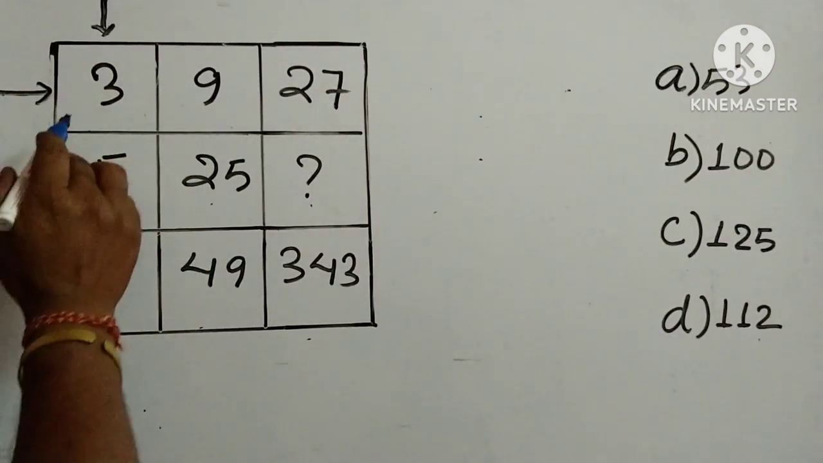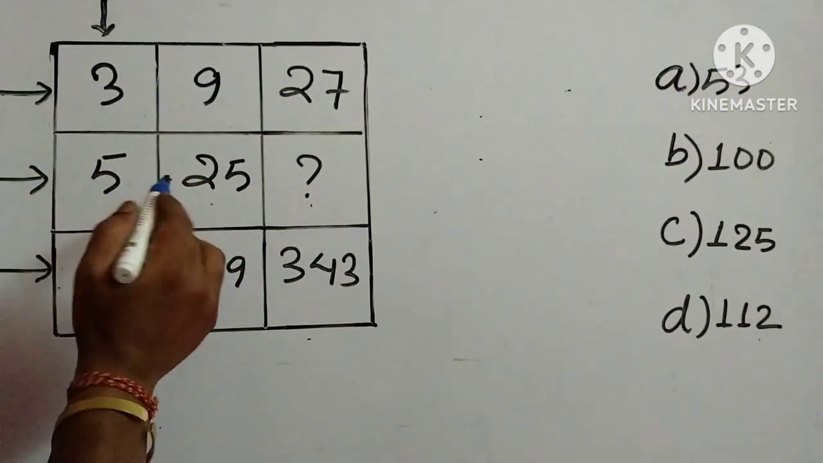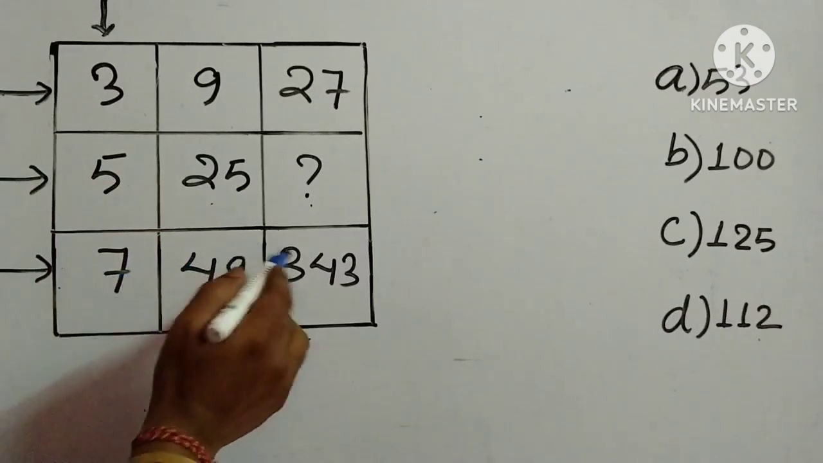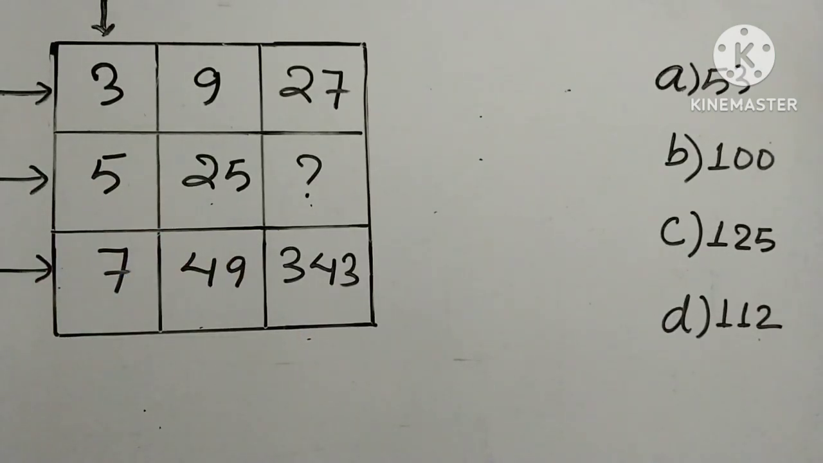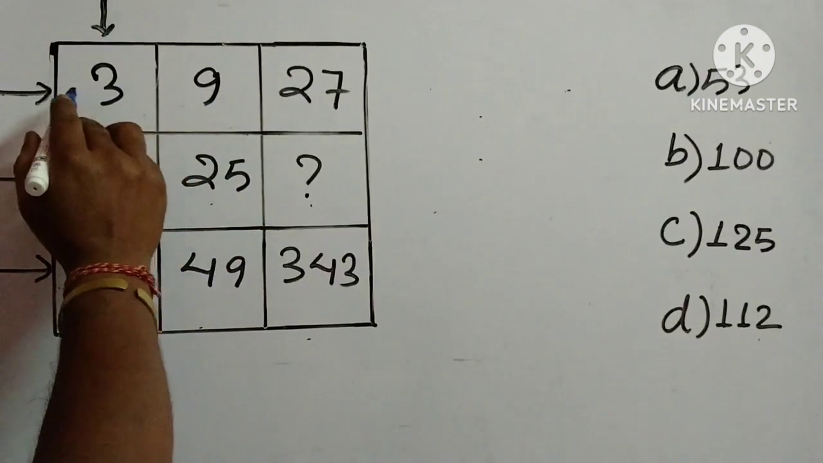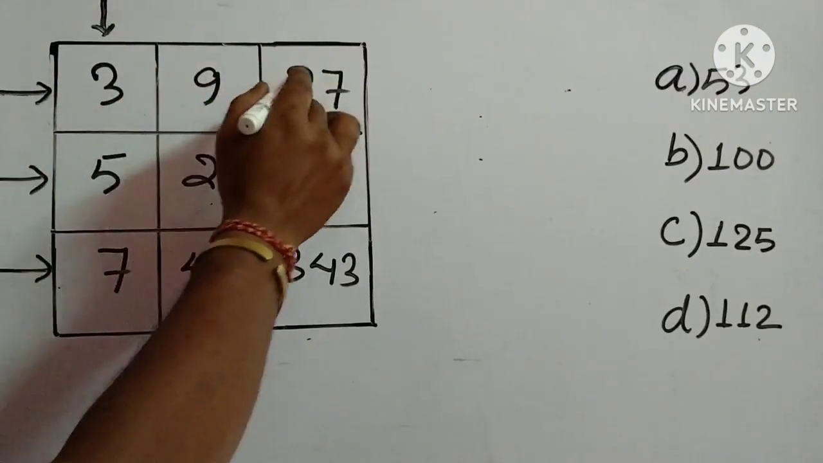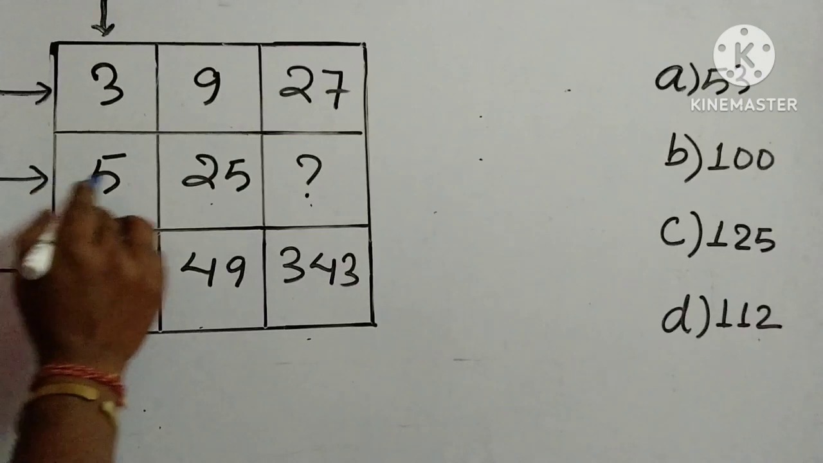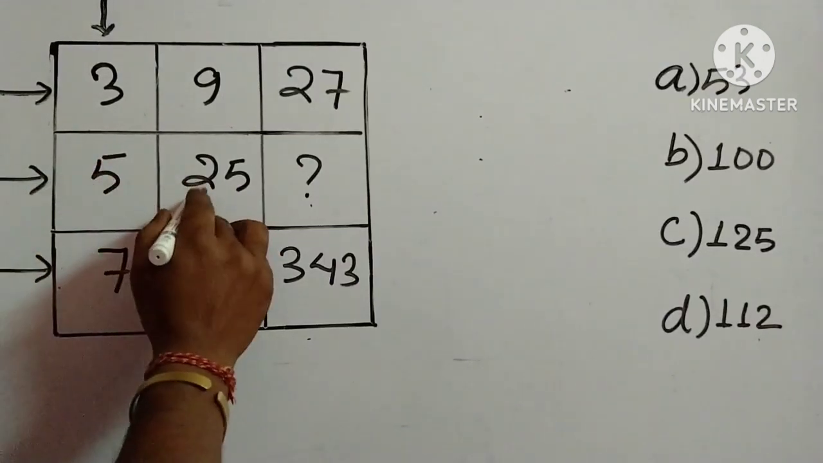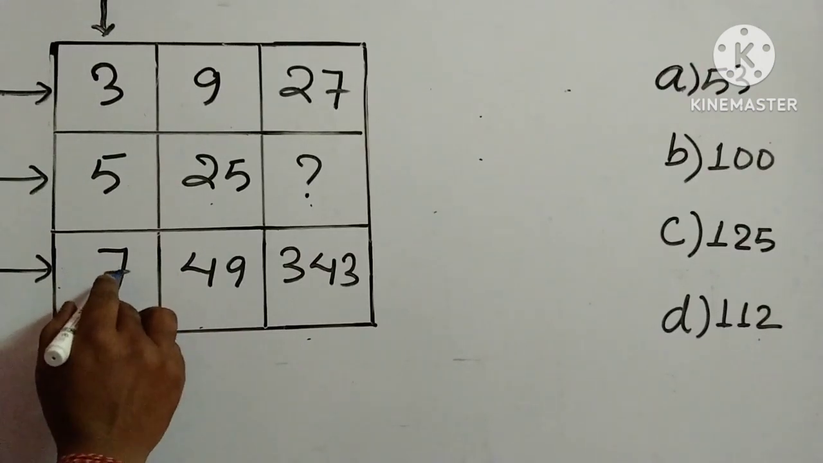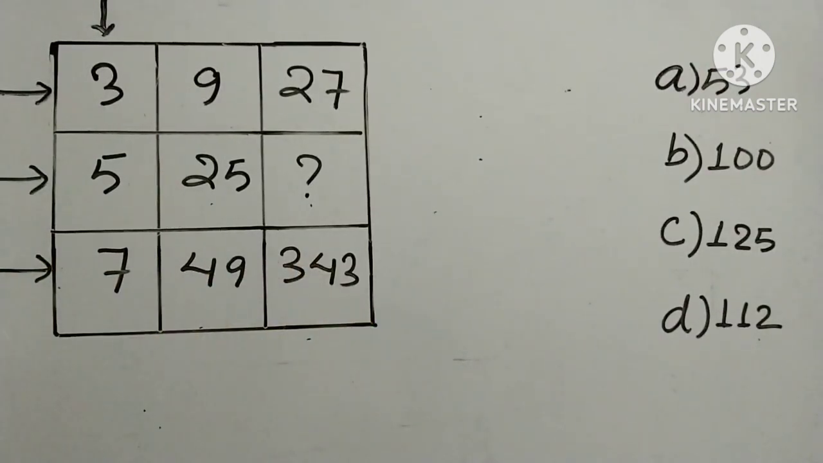So here, just see the numbers 3, 9, 27. Then we have 5, 25, here we have 7, 49 and 343. As I often tell, you need to remember the multiples of numbers or square or cube of numbers, then it becomes easy to solve this kind of mathematical reasoning questions. So straight away see, in this row we have multiples of 3, or this 9 is 3 square, then 27 is 3 cube. In the middle row, there's a multiple of 5, then we have 5 square. In the last row, 49 is 7 square and 343 is 7 cube.